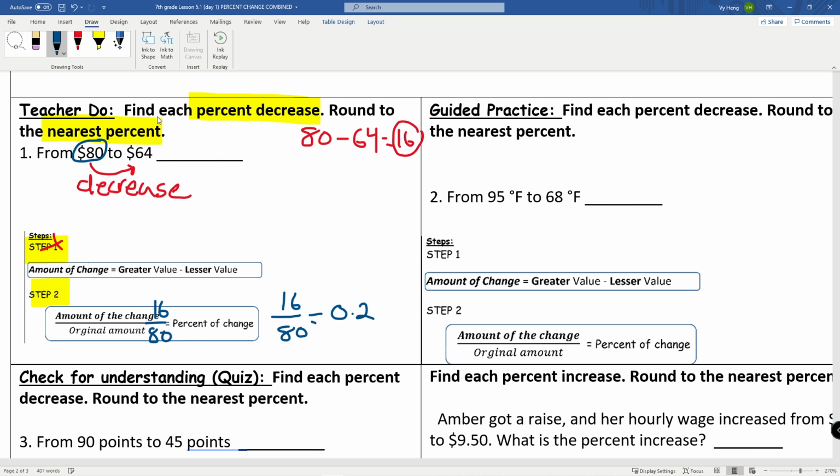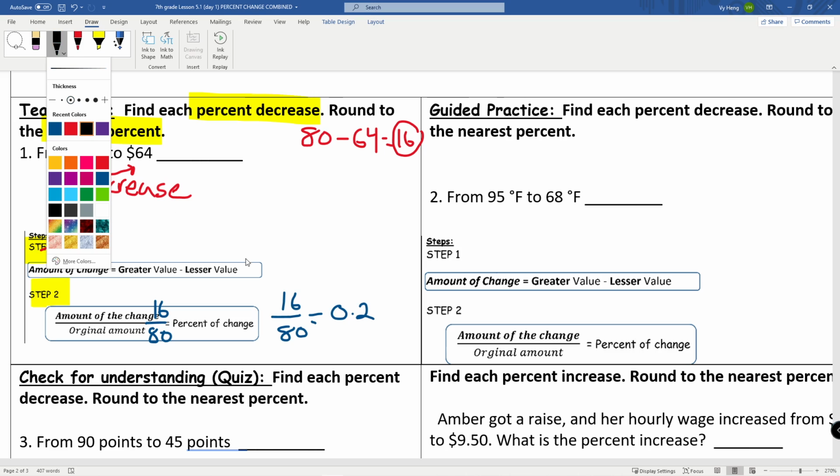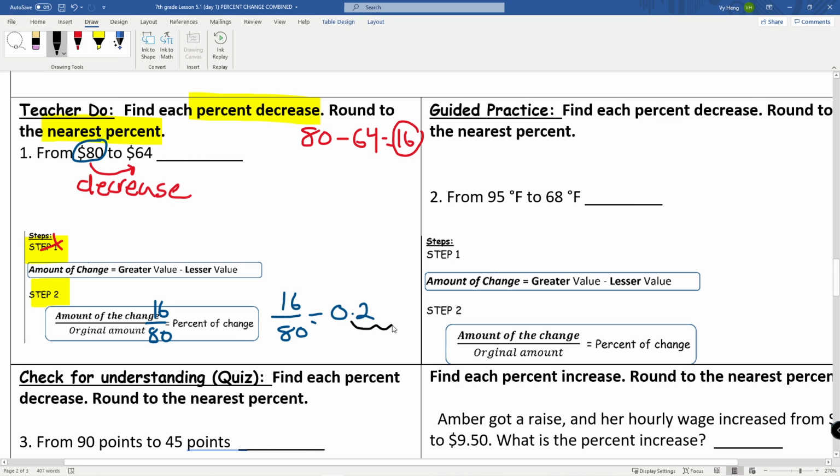Well, 16 divided by 80 using my calculator is going to be 0.2, but we want a percent. So therefore, we're going to move that decimal to the right twice. We get an extra 0 here. So your final answer is going to be a 20% change. So we put the 20% here. So is it a decrease or increase? Well, it's going to be a decrease. So 20% decrease. That's it.